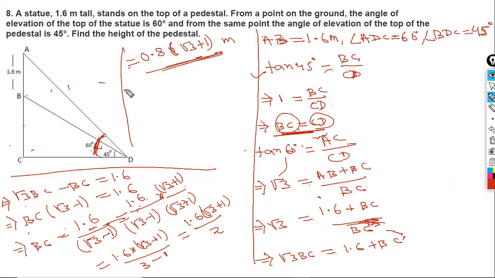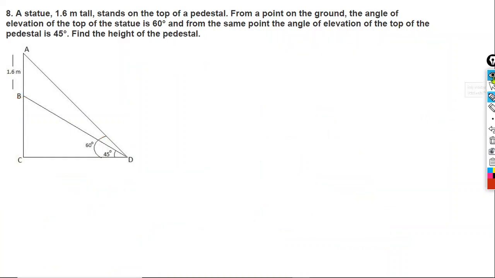So who is it? It is equal to BC. Look at the figure. Who is BC? It is the height of the pedestal. Okay, so BC is equal to 0.8 into root 3 plus 1 meter. So this is your answer. Now we will move to question number 9.